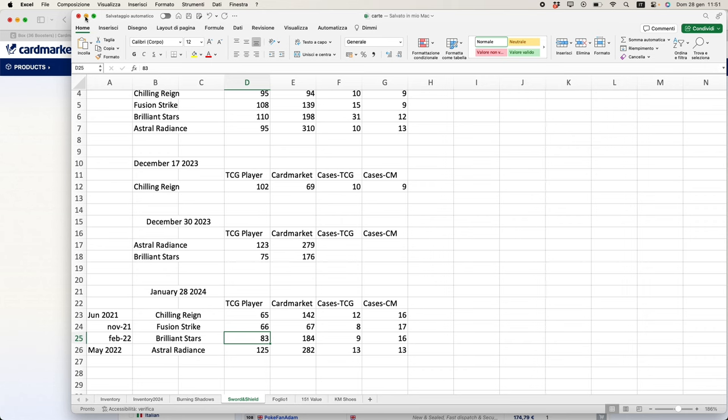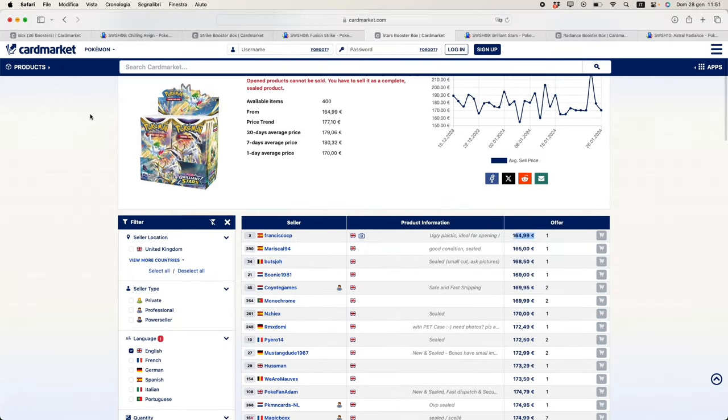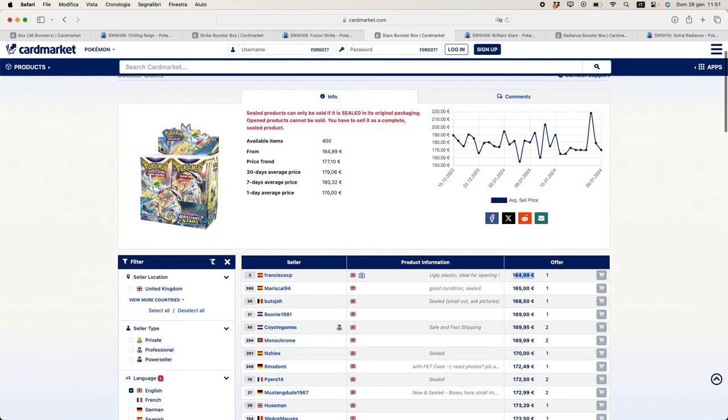So supply is prominent in Brilliant Stars, but nevertheless, it is expensive. It is as expensive, if not more expensive, but just a matter of a few dollars, a few euros, than Fusion Strike. So what does that tell me? It tells me that demand is strong. Demand is really strong. So the moment supply keeps moving lower, we might see this keep moving higher.